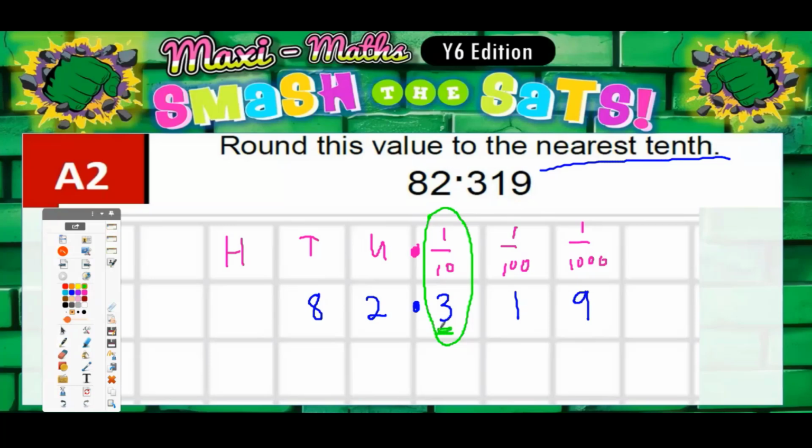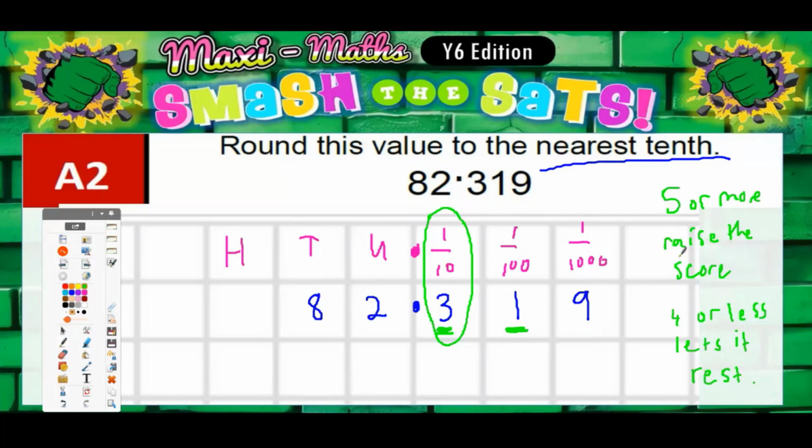So the 3 is the digit that we are interested in, but it's always the digit next door to that, the one straight after it, that affects what happens. So this 1 affects what happens to the 3. If this 1 is 5 or more, you raise the score on the 3. 5 or more raises the score on the 3. 4 or less lets it rest. So 5 or more raises the score on the 3, it would go up. 4 or less lets the 3 rest.